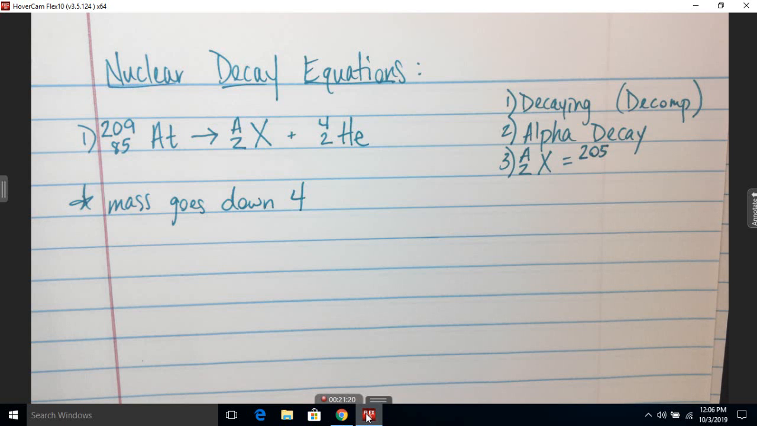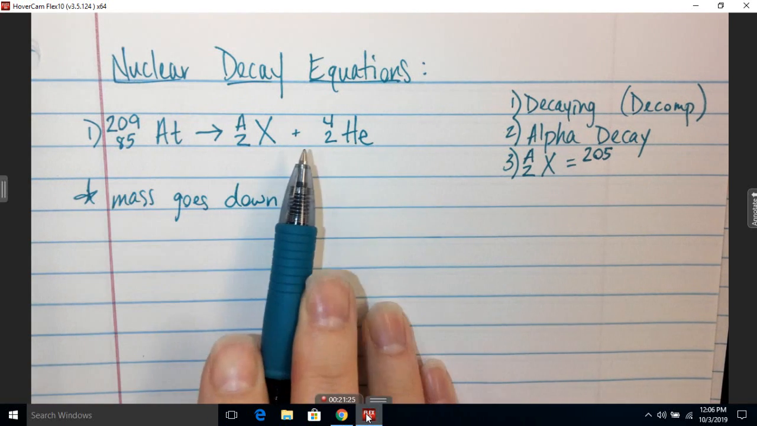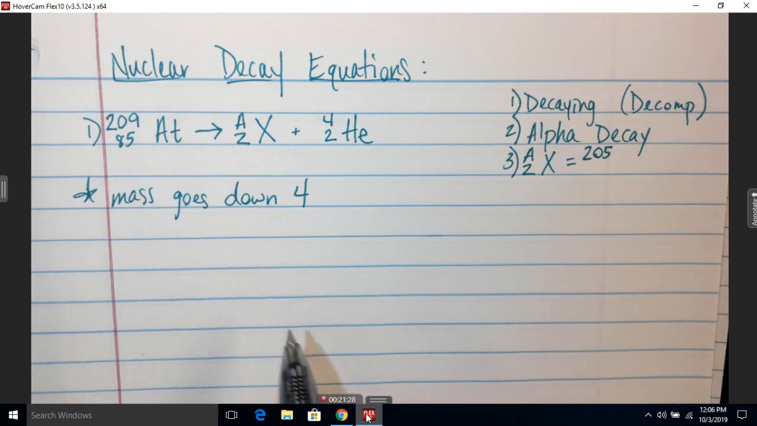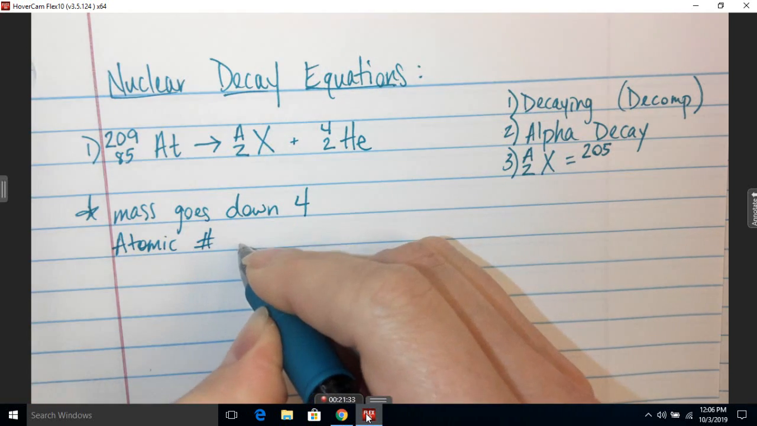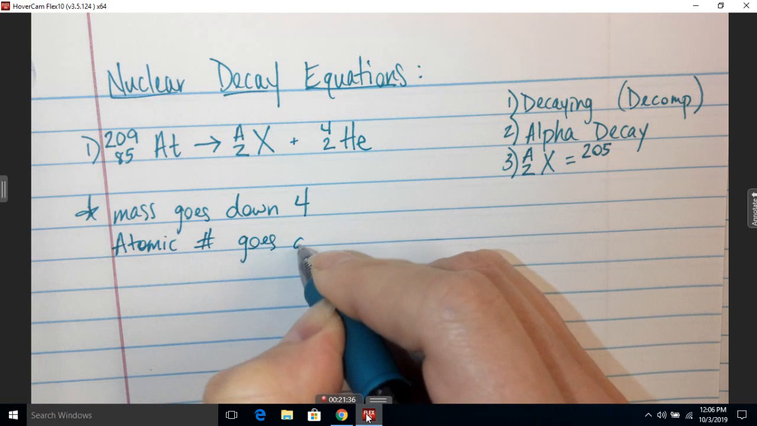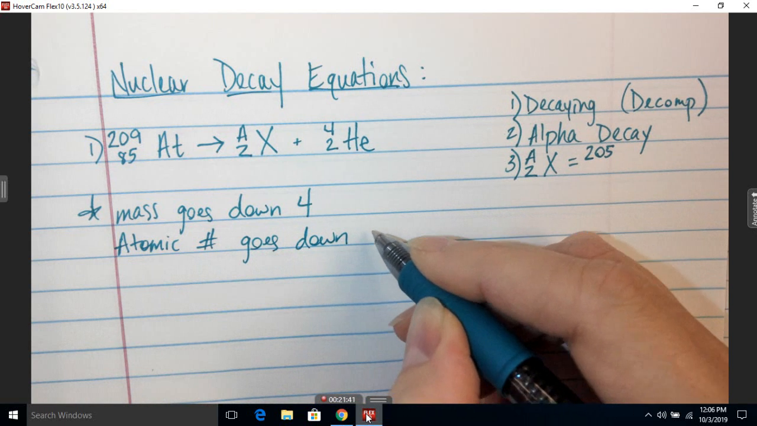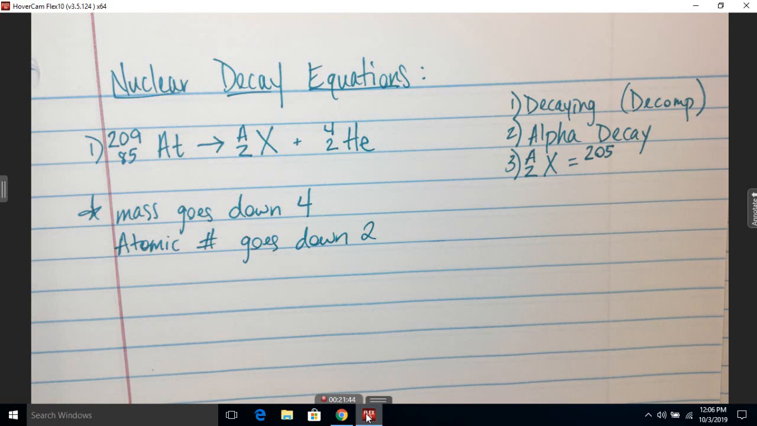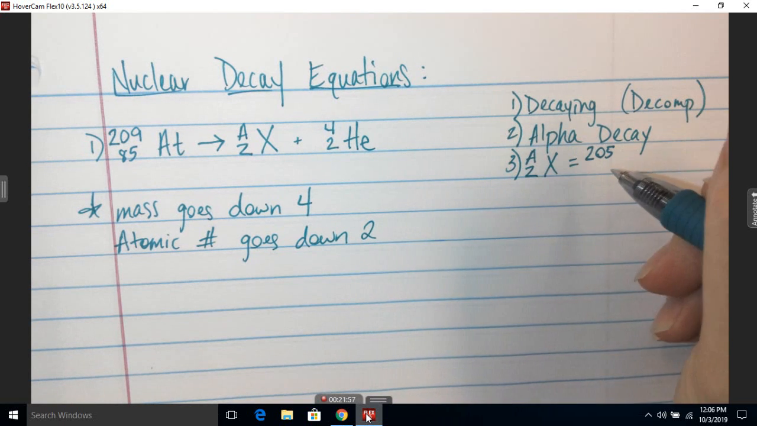The atomic number. Yeah. Look, this came out. So our atomic number does what? Goes down, decreases. How many? By 2. That's the rule for an alpha decay equation. So in this case, what is Z equal to? 83.